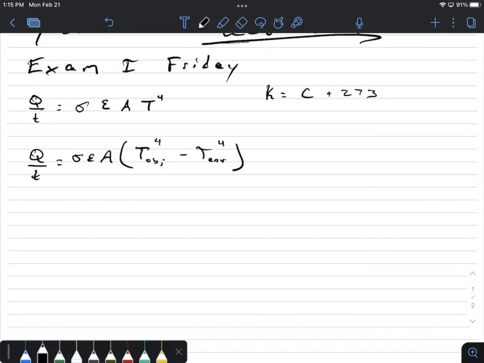Okay, so don't be fooled by the fact that this looks very similar to a delta T. It's not. Delta T looks like this: temperature 1 minus temperature 2. So they're similar, but this is the change in the actual temperature, whereas our equation is the change in the fourth power of our temperatures. And that's a completely different story. So Kelvin for both, no matter what. Don't use Celsius when you're talking about radiation.